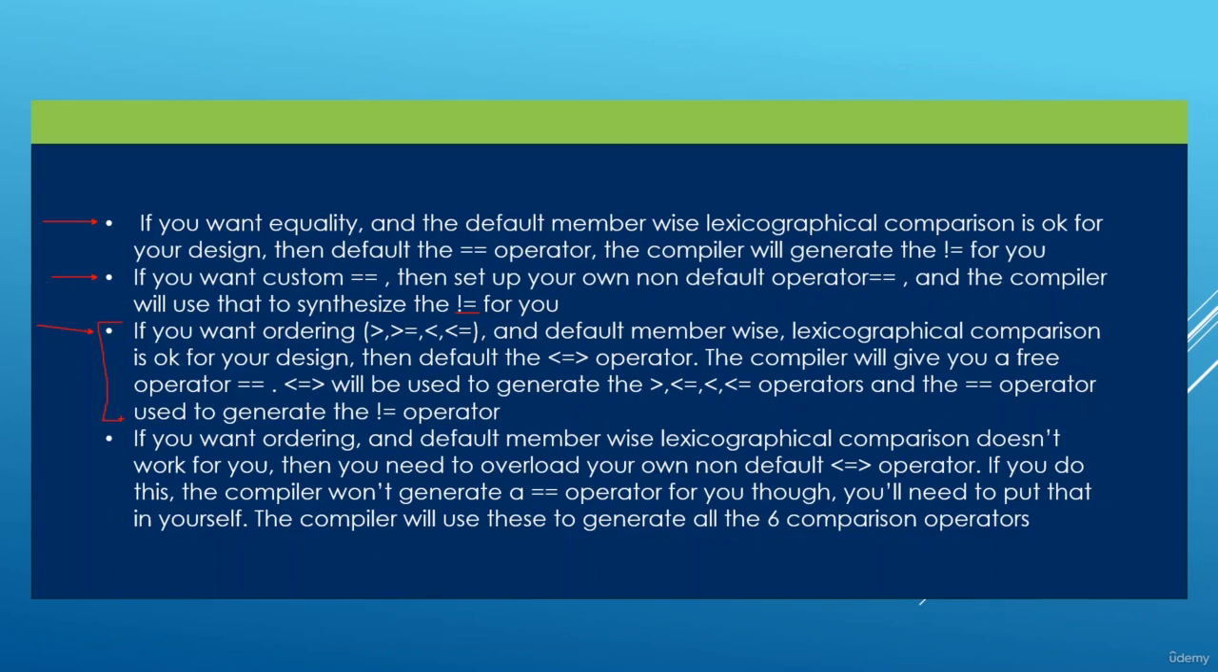You can do this. But again, if the default member-wise comparison is not working for you, you will need to set up your own three-way comparison operator. That's what we say here. And if you do your own three-way comparison operator, the compiler is not going to give you a free equals operator. You will need to put that in place yourself. But once you put an equals operator in place, the compiler is going to use that to give you a not equals operator. And this is really cool.